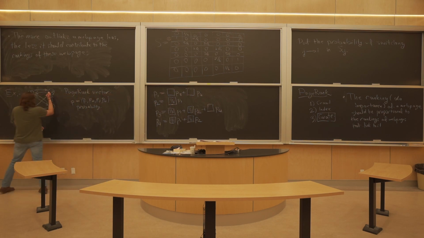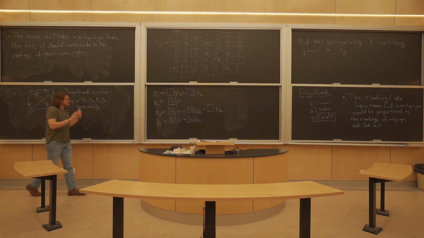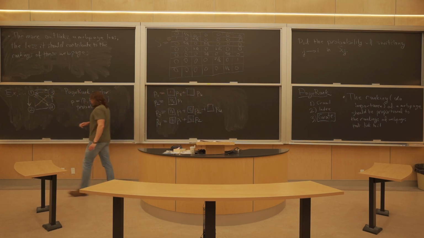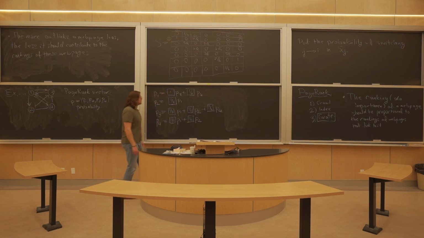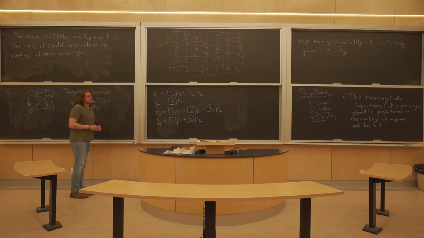For 3, it only links to 1, so I'm not dividing it by anything. It's just 1. For 4, it links to 1 and 3. So whenever I see P4 here, I should be dividing it by 1 over 2. Okay? This is essentially the idea.